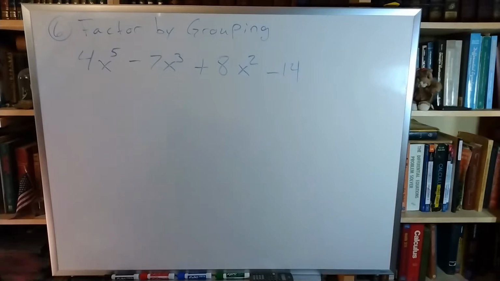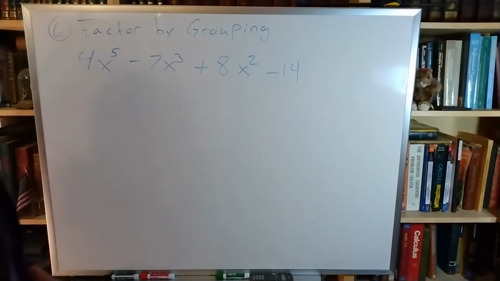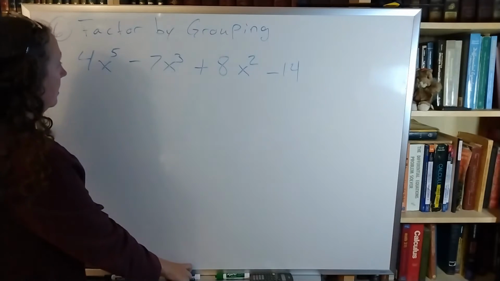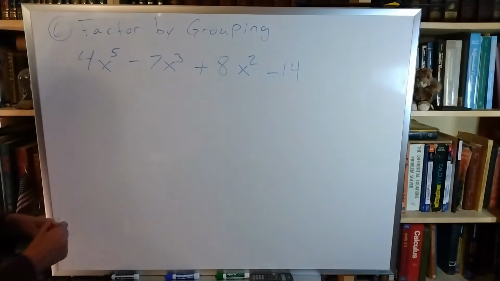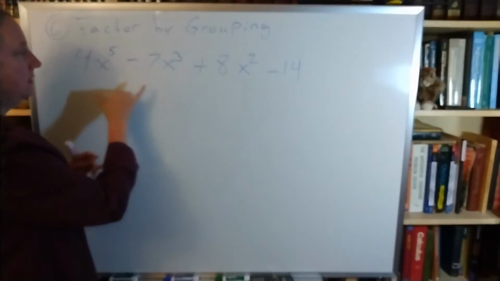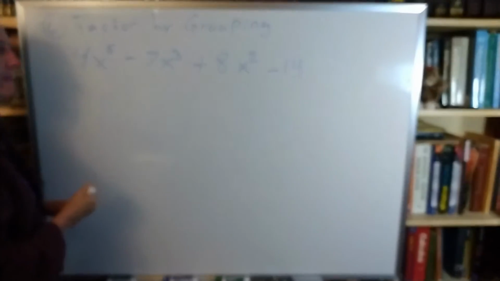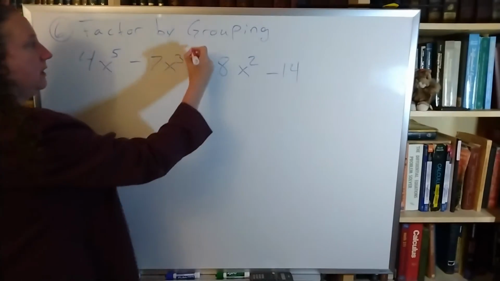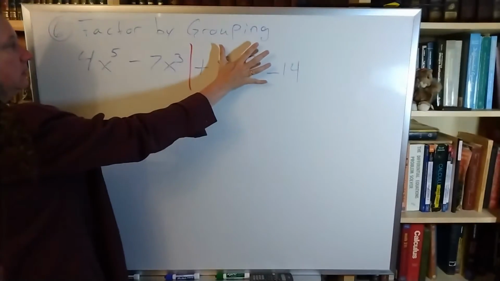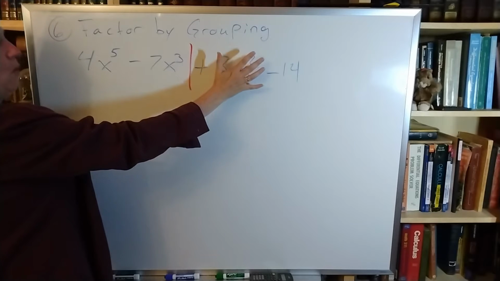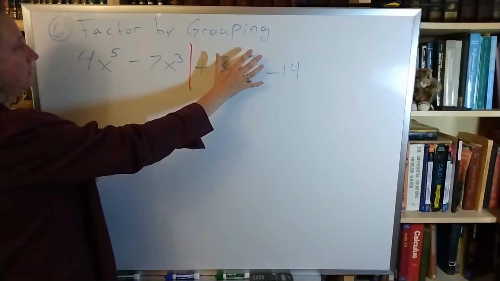Review of the quiz. Factoring by grouping. Question number 6. When you're factoring by grouping, you typically want to have two terms and two terms. And when you have that, you then want to split it in two. And you want to ignore the second set of terms and look only at the first set of terms to see what you can factor out.